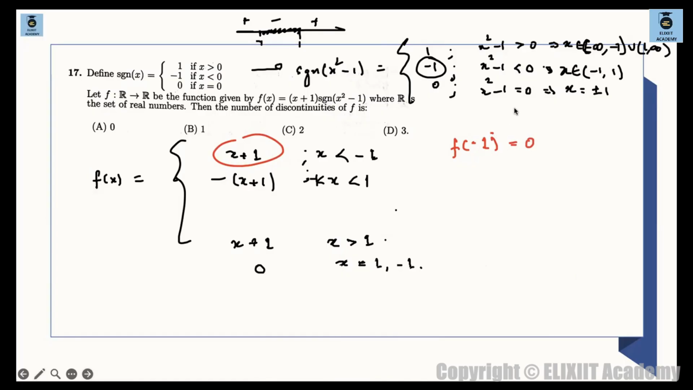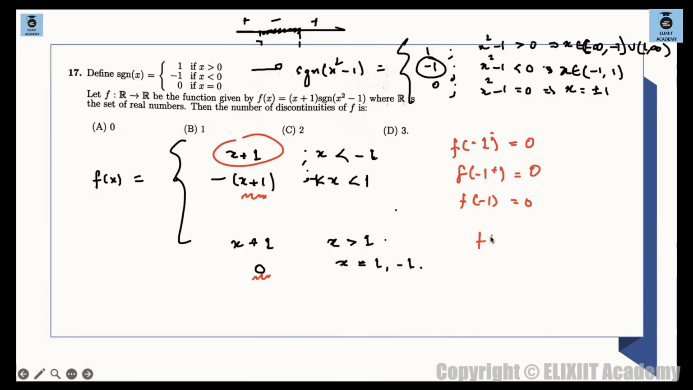This value will be 0. And when x is more than minus 1, minus 1 plus, we'll consider this branch. In this case, this will be minus 1 plus 1. फिर से 0, minus of 0 तो 0 ही आएगा. And function value at minus 1 क्या होगा? वो भी 0 है. तो which means this is continuous at minus 1. तो minus 1 तो गया.